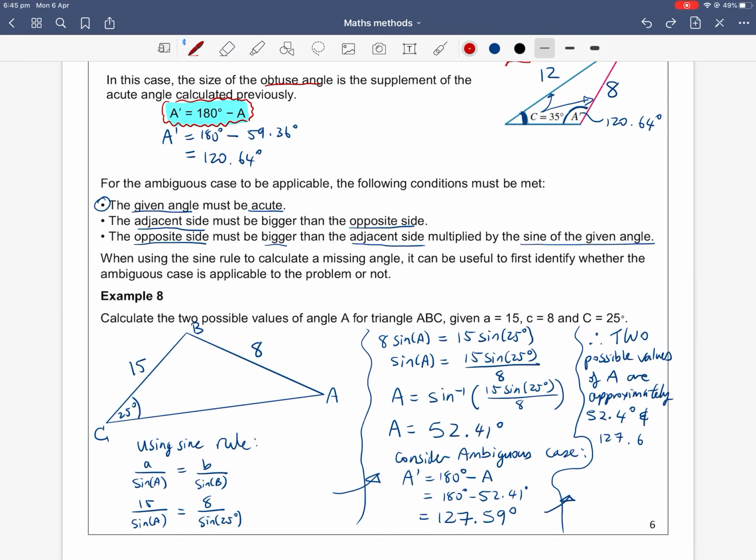Now, what does this look like? Our first answer of 52.4 degrees is our acute angle. That's our first possible answer. Our obtuse case is when we go from B to this A prime, and then we have approximately 127.6 degrees. So A is our acute angle answer. A prime is our ambiguous case, the obtuse angle answer.